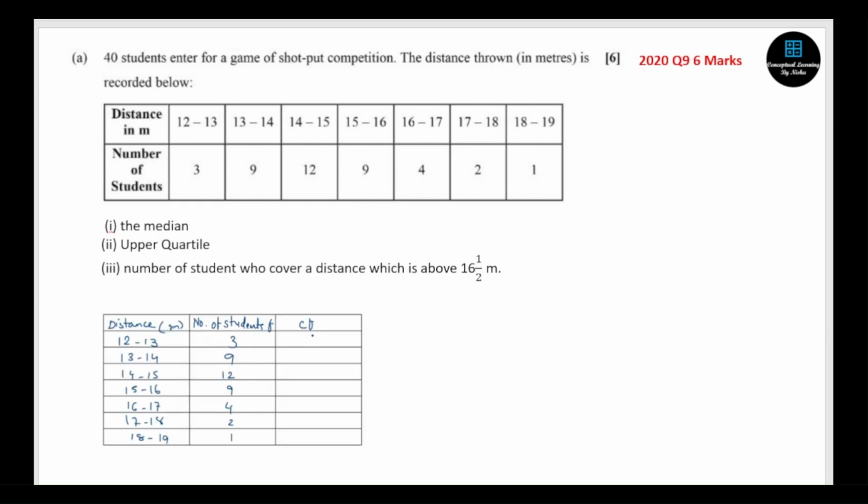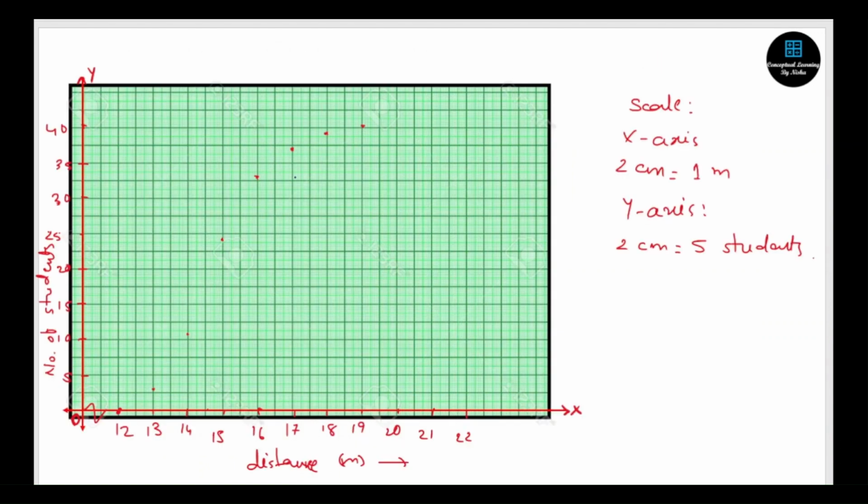So let's write CF. So 3, and now based on that I have to plot the Ogive. For the Ogive, you have to remember the points: upper limit you have to take and the CF. So 13, 3, then 14, 12, and so on. So based on that I have prepared this Ogive, which looks like this. Now we'll make a freehand curve. We'll join all the points by this freehand curve. So we got this, correct?